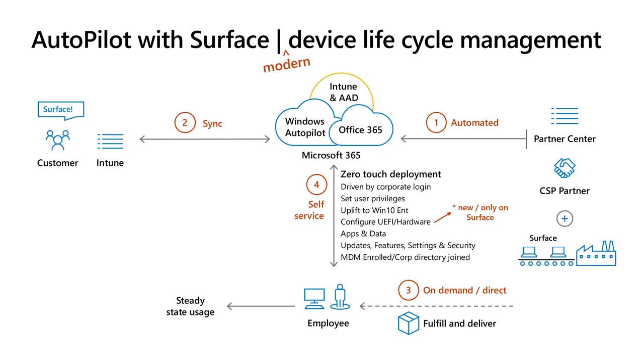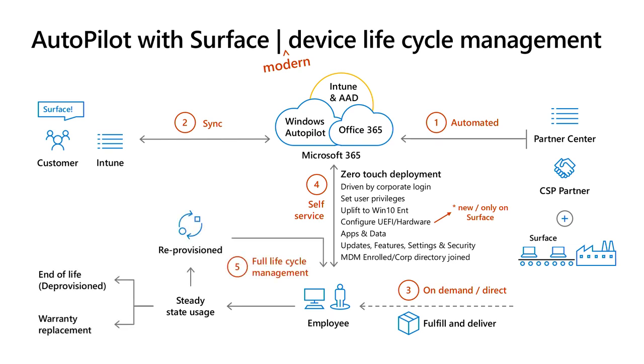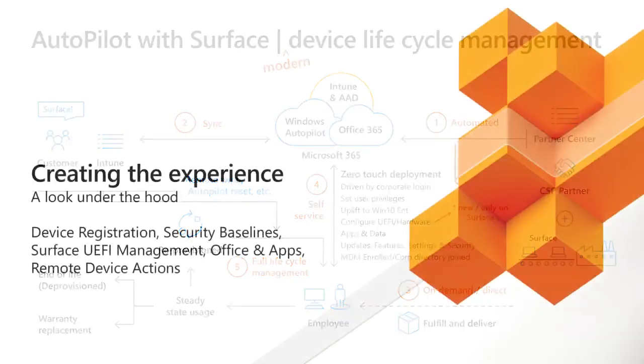Now, as we transition that device from the provisioning state into steady state usage, we have all the tasks that go with that. So we've got the ability to re-provision this device. We've got the ability to end of life this device, to do a warranty replacement on this device. Additionally, leveraging the power of the cloud, we have the ability to do things like reset this device. I can wipe the corporate data off of this device, all through Intune remote device actions. And this really completes that full device lifecycle doing a modern provision.